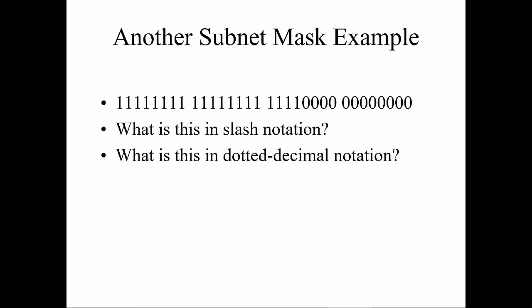So let's look at another example. How many ones do we have? 8 plus 8, 16, 17, 18, 19, 20. So this is a /20. Dotted decimal, 255 plus 255 plus, we're not going to add a 1, we're not going to add a 2, we're not going to add a 4, we're not going to add an 8. So this is going to be 16 plus 32 plus 64 plus 128. If my math is correct, in dotted decimal form that should be 255.255.240. 128 plus 64 plus 32 plus 16.